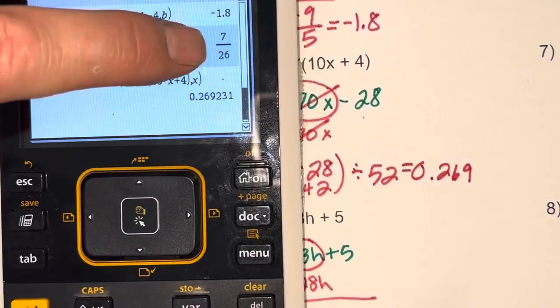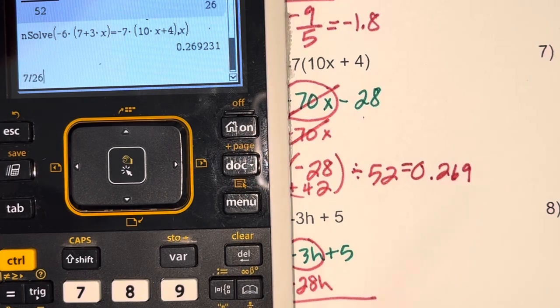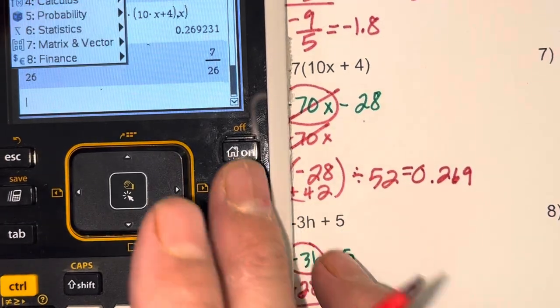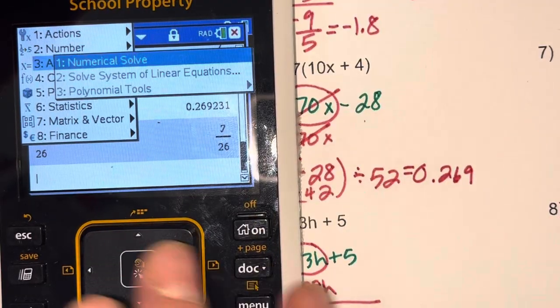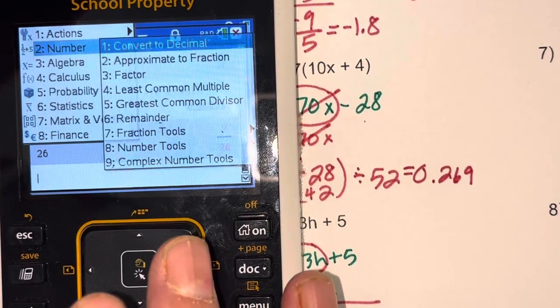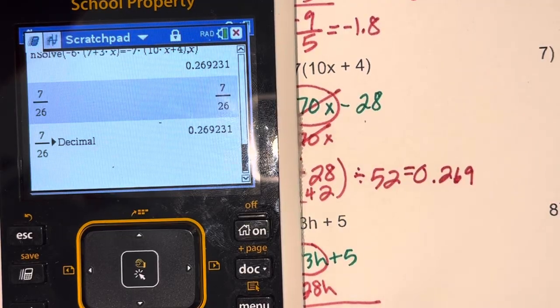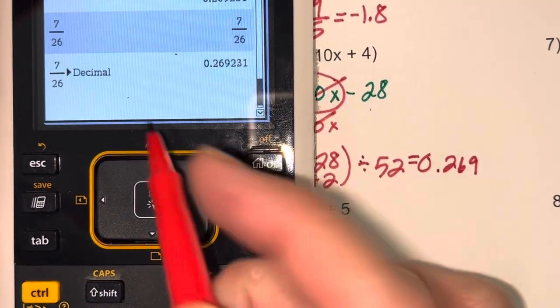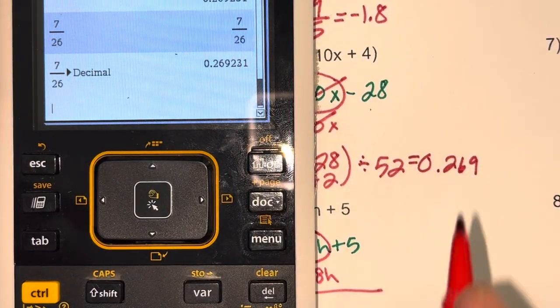And we can check our fraction, 7 over 26. 7 divided by 26. And then do menu. Oh, convert to decimal. Then hit enter. And that fraction, 7 over 26, does convert to the decimal that we were looking for.